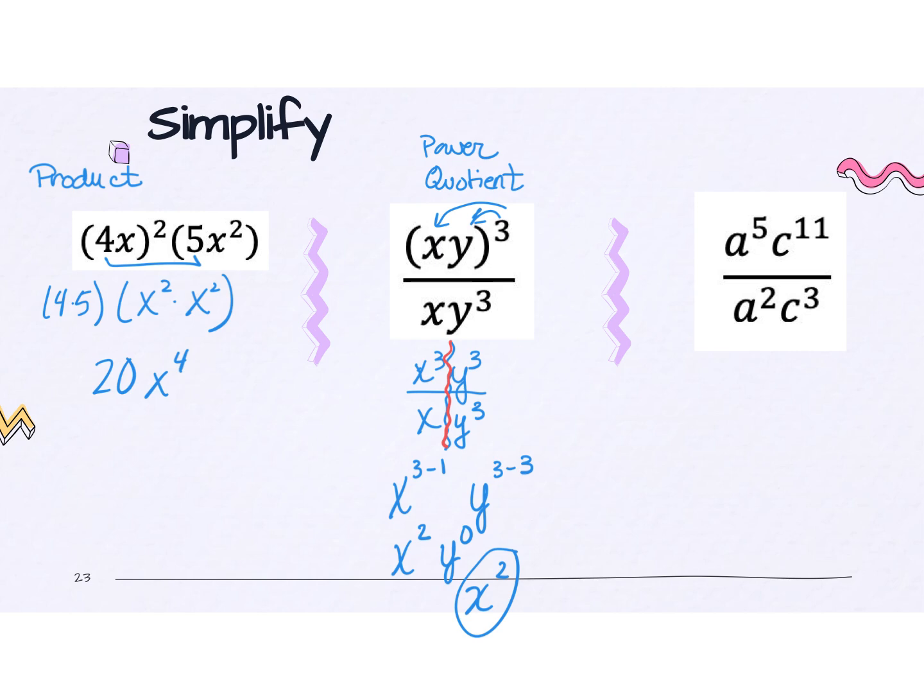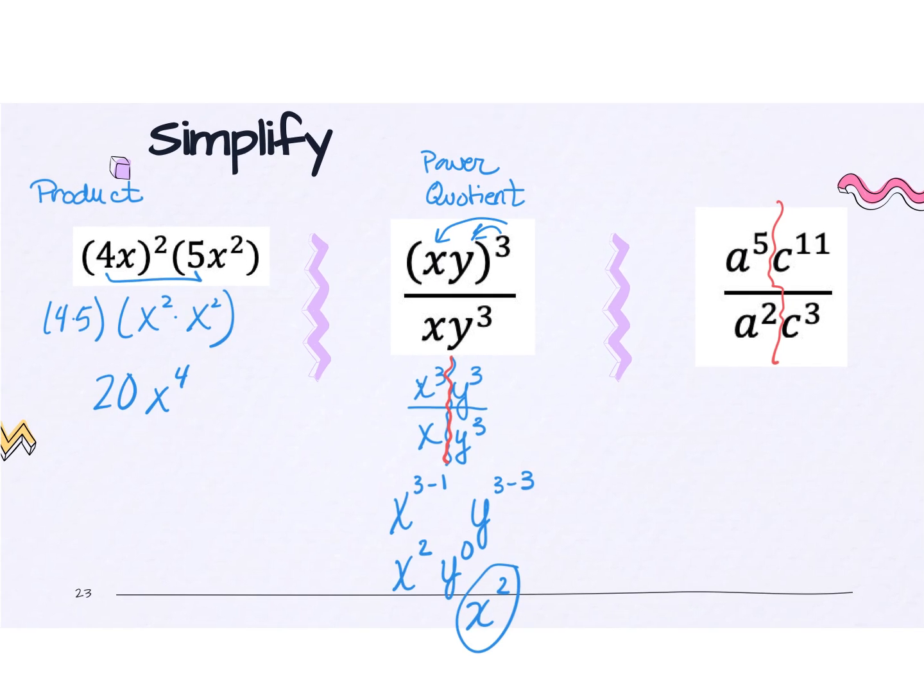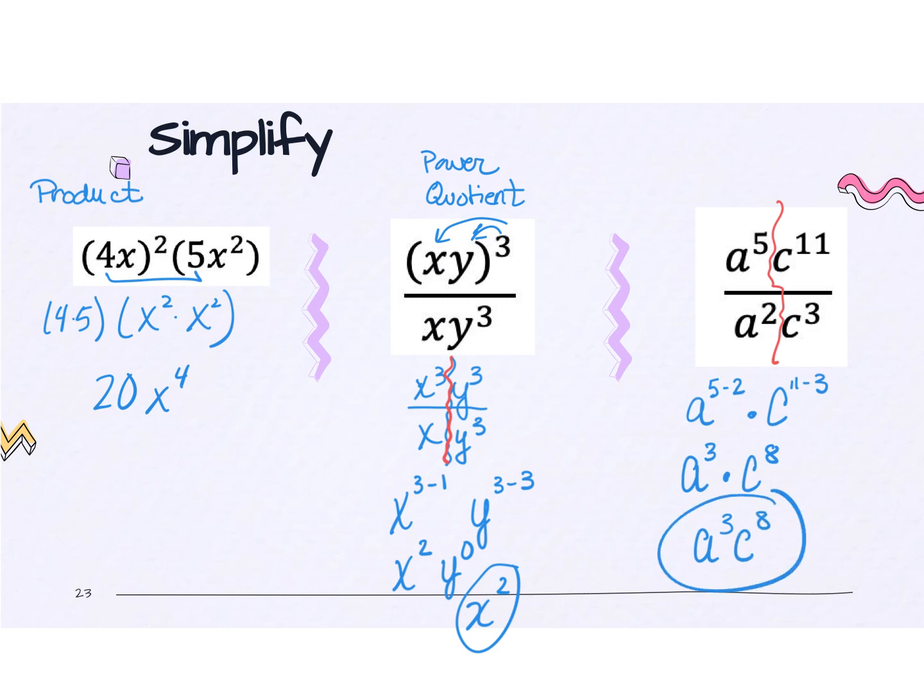All right, let's move on to our last problem. Again, I'm going to put a little spacer in here just so that everyone can see what I'm doing. So I'm going to write my problems out. I'm going to have a to the power of 5 minus 2, because that's my quotient rule, times c to the power of 11 minus 3. So I have a to the power of 3 times c to the power of 8, and I'm going to just put those together. They both stay on the top. A to the power of 3, c to the power of 8. All right, hopefully you did okay with that.